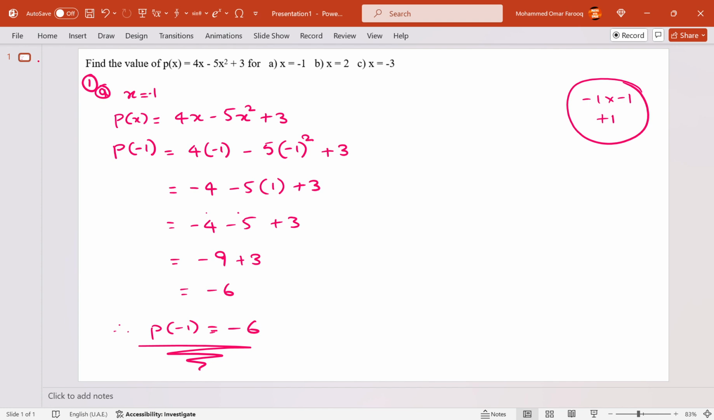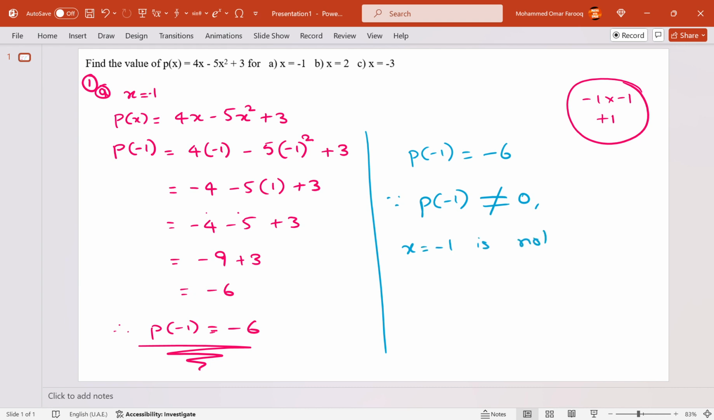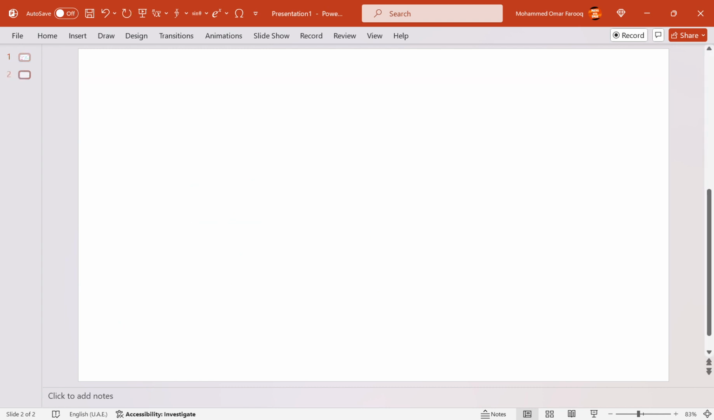But before going, I just want to discuss one important concept over here. See, what is the value of p of minus 1? It is minus 6. Is it equal to 0? No. So since p of minus 1 is not equal to 0, x is equal to minus 1 is not a zero of the polynomial, which we have studied. Understood? See, this is an extra point. Actually, in this question, it did not ask me to prove whether it is 0 or not. Okay. So, whenever a concept comes, I will explain it to you.